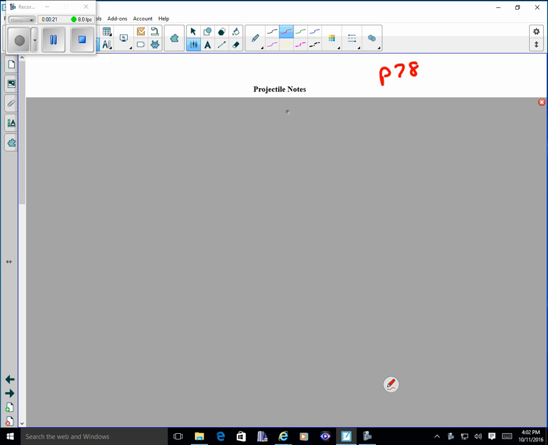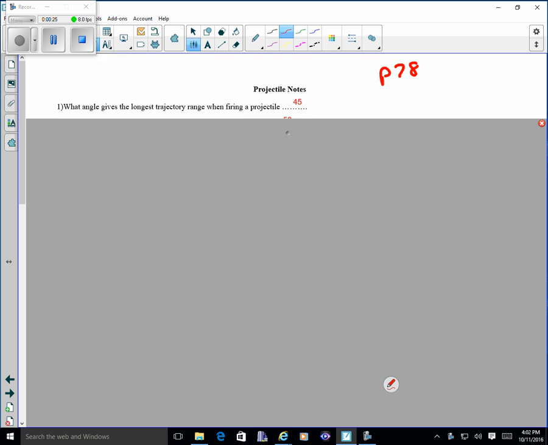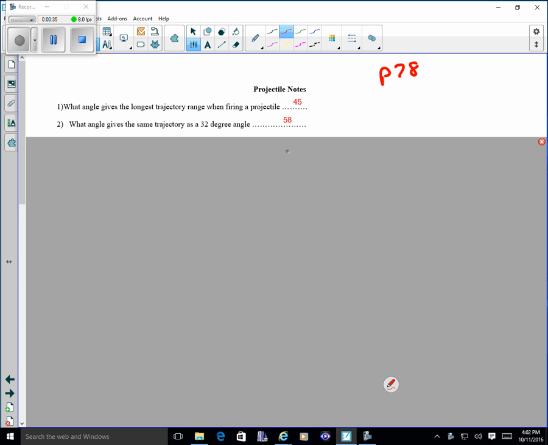If you also look at the angles, you'll notice that in that book a 30 and a 60 degree angle give you the same range. A 15 and a 75 degree angle give you the same range. So any angles that add up to 90, whose sum is 90, give you the same range.